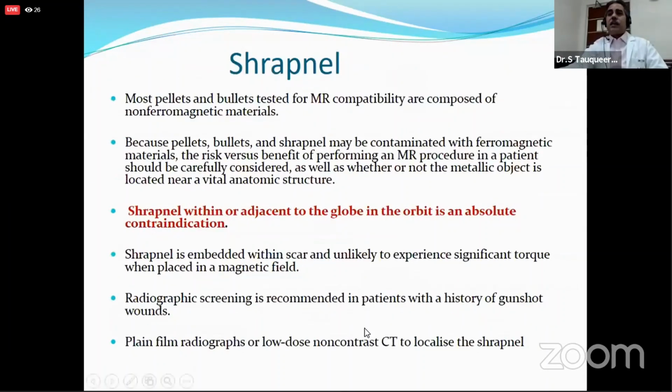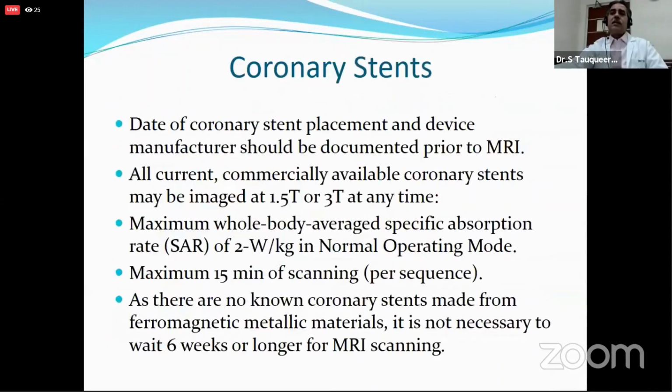Shrapnels, many of the bullets are, although they are non-ferromagnetic, they can be contaminated with ferromagnetic substances. Again, they need to be seen, whether in the location where they have been lodged, and once it is determined that it is safe, then we go ahead and do the MRI. Otherwise, we end up doing CT or any other investigation.